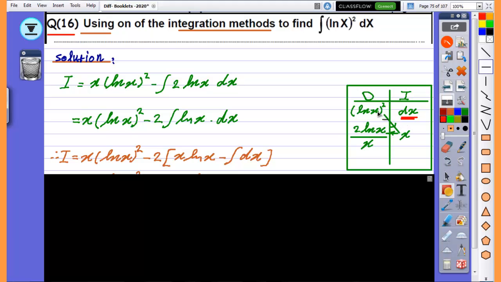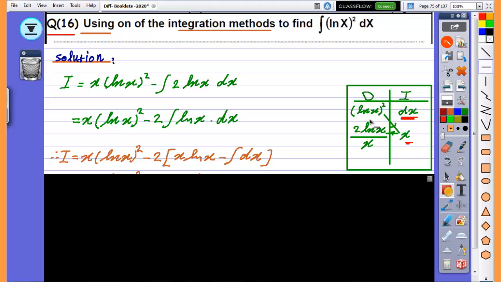Now we can easily differentiate (ln x) all square with respect to x. It will be 2 ln x over x. The differentiation of (ln x) all square is 2 ln x, multiply the derivative of ln x, which is 1 over x. So the full result is 2 ln x over x. And the integration of dx will be x.